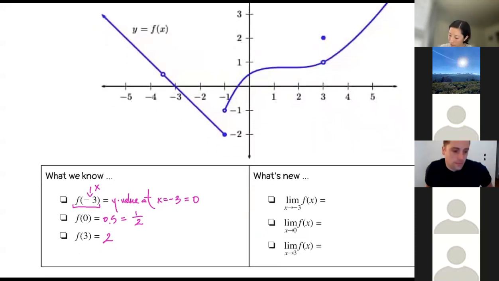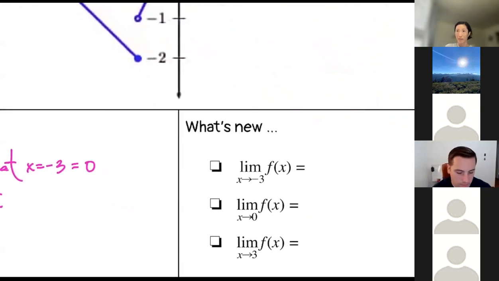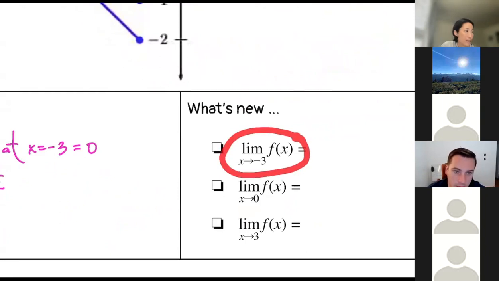All right, so some of us have maybe been feeling a little nervous about this idea of limits. And if you are a visual person, like you can look at a graph, then you do know what a limit is, okay? So let's take a look at this first question right here.